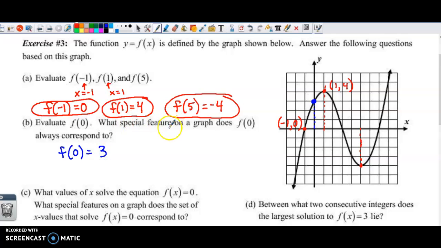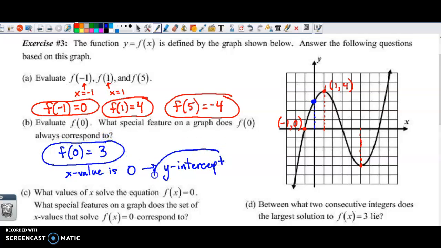And it's just asking you what special feature does f of 0 correspond to. If you notice that it hit on the y-axis, do you think it'll always be on the y-axis? Well, if the x value is 0, then yes, it'll always be a y-intercept. And that's the important thing that you should get out of that question. The y-intercept is always when x equals 0.